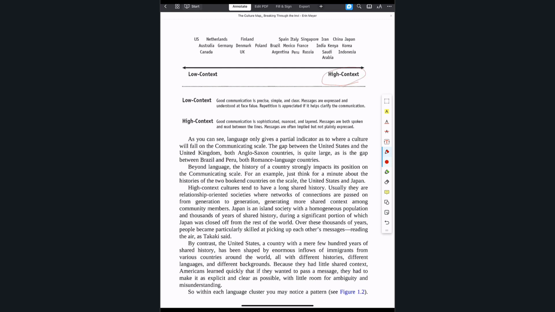What do we mean by high context communication? Communication here is more implicit. There are a lot of non-verbal ways through which communication happens. There's a lot of context that you would need to be aware of to be able to understand what's being discussed. So there's a lot that is implied as opposed to everything being explicitly stated.